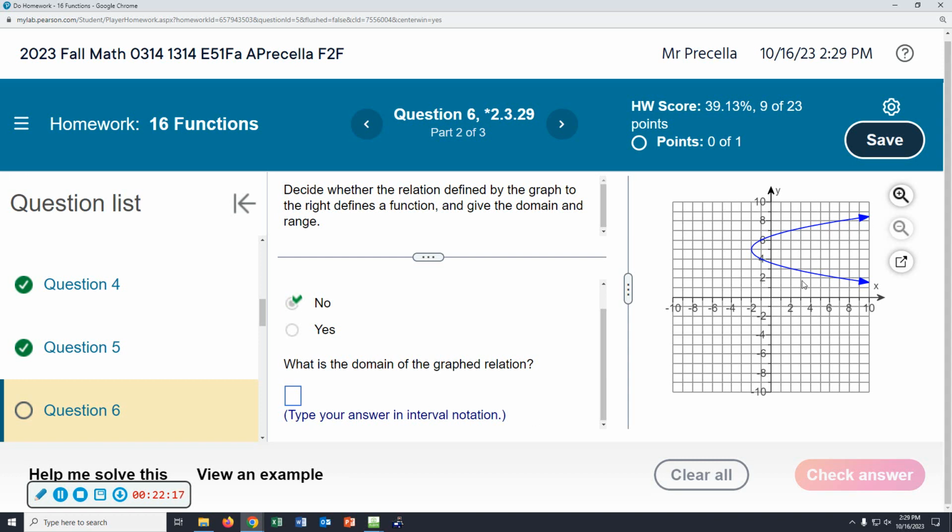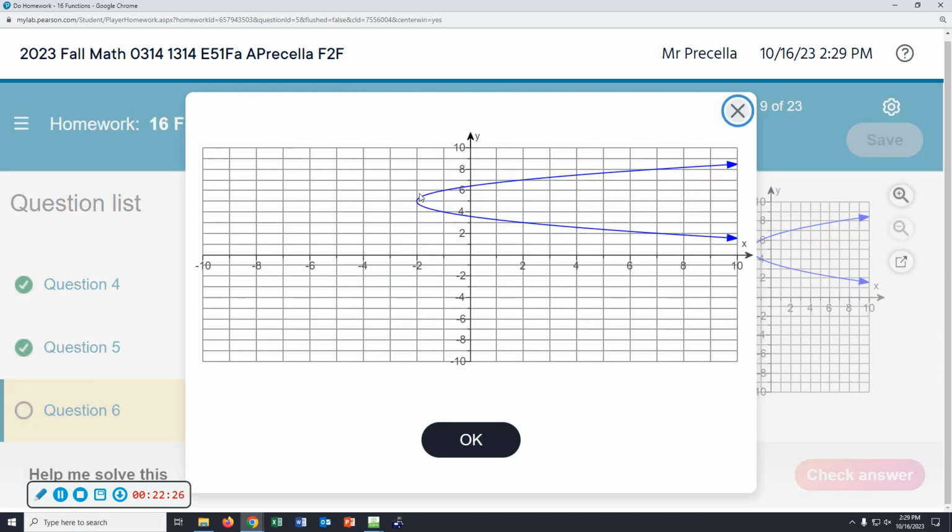It keeps going to the right forever, right? But it's not going to the left and right forever. So it's not going to be negative infinity to positive infinity. Oh, I don't know if I like blowing it up like that. I think I do. Oh, okay.